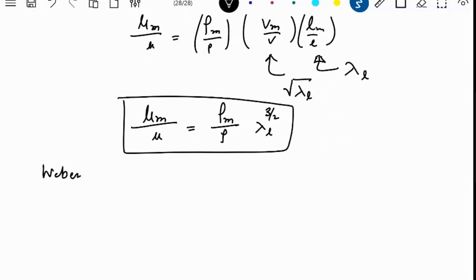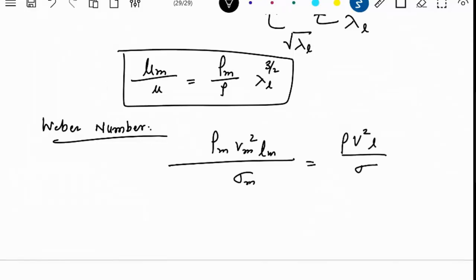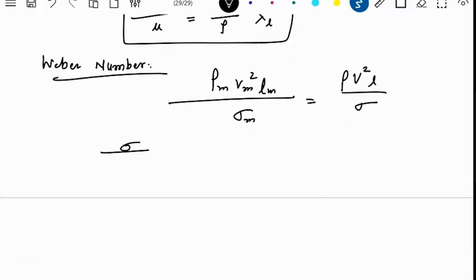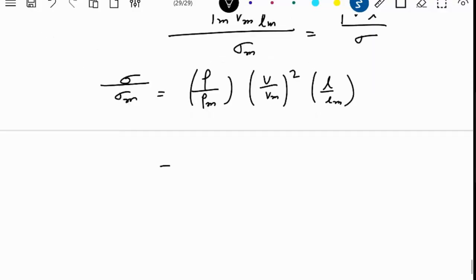Next you can do Weber number similarity. If you use Weber number similarity, then once again you will see that these scales are coming in. So you can write sigma by sigma m equals rho by rho m times V by Vm squared times L by Lm. Now I know L by Lm is nothing but lambda L, and V by Vm is nothing but 1 by square root of lambda L.